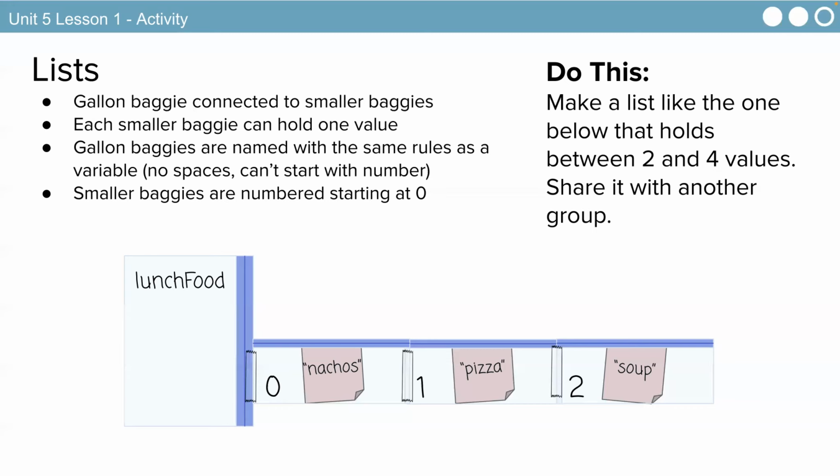Remember that lists are very similar to variables. So when you name them, you can't have spaces. You can't start with a number, and all the capitalization matters. For your small boxes, you're going to number them from 0, 1, 2, and so on. In computer science, we always start at 0.